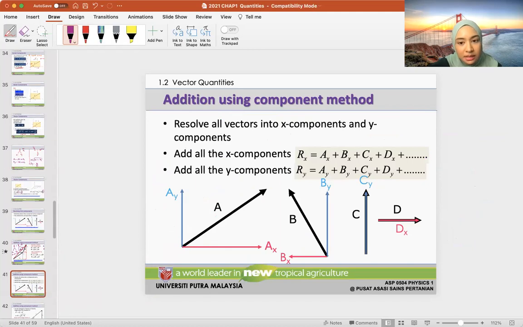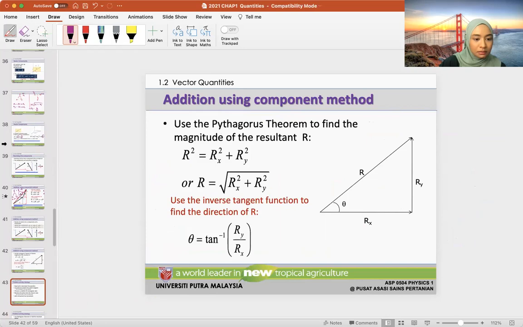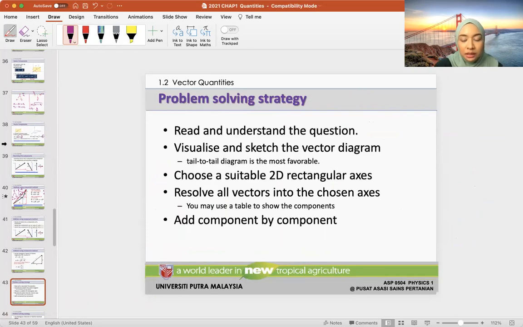Okay, resolve all vectors into the x and y components, add all the x components, add all the y components. This is what we did just now. Don't worry, we will do an example later. And then find the magnitude and also find the angle. Okay. Problem solving strategy. Read and understand the question. Obviously, visualize and sketch the vector diagram if necessary. Tail-to-tail diagram is the most favorable, because it's easy. Choose a suitable 2D rectangular axis. Resolve all vectors into the chosen axis. In this case, we resolve it into the x and y components. Add component by component.